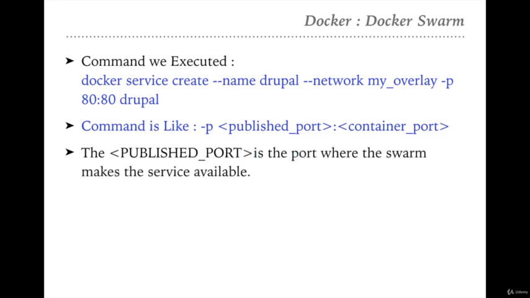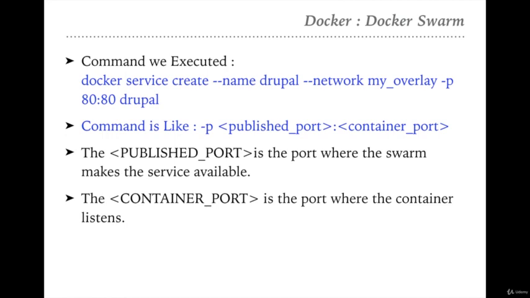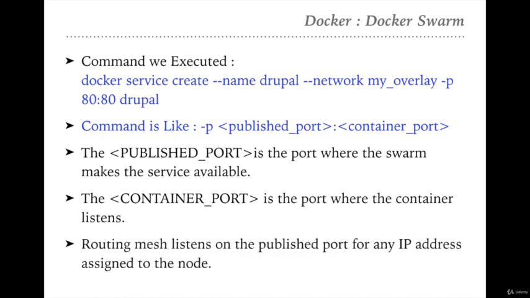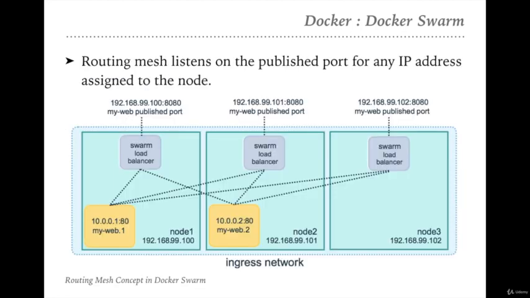So the published port is a port where the swarm makes the service available, and the container port is the port where the container will listen for the traffic. And we have already discussed that the routing mesh listens on the published port for any IP address assigned to a particular node in the Docker swarm. Now let's discuss how the routing mesh listens on the published port on any IP address which is available in the Docker swarm.